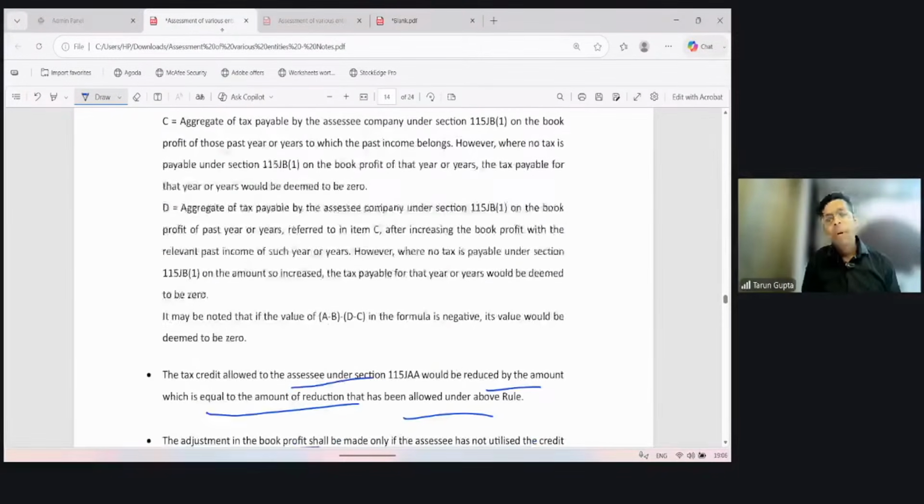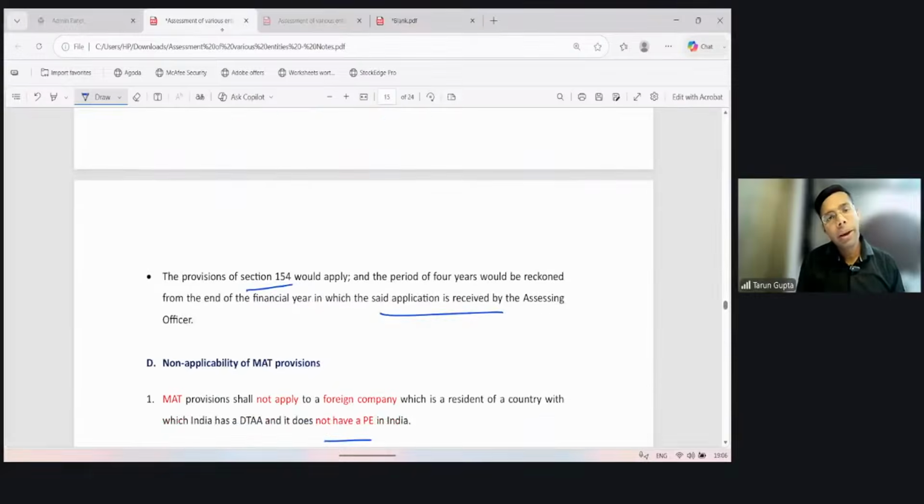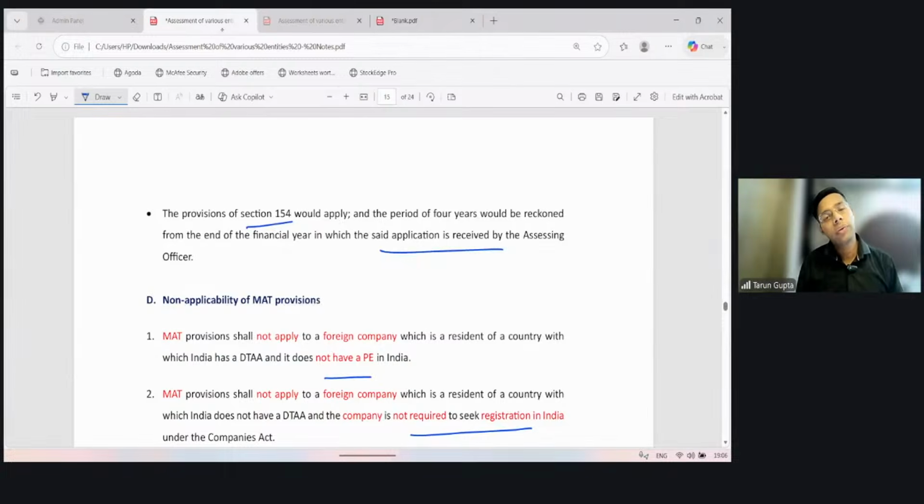Okay. But if book profit is reduced, then the MAT credit should also be reduced. But if MAT credit has already been adjusted, then no reduction in the book profit. Provision of section 154 shall apply and the period of 4 years shall be reckoned from the end of the financial year in which the AO receives the application.